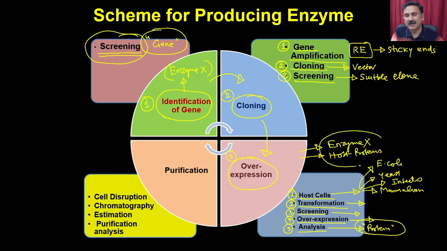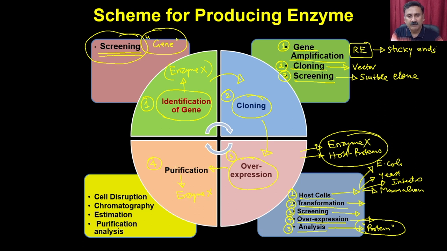This means you are going to get a mixture of the enzyme X and the host protein after the overexpression. So then you are going to enter into step number 4, where you are going to do the purification so that you can separate out the enzyme X from the host protein, and that's how you are going to get the pure enzyme X.